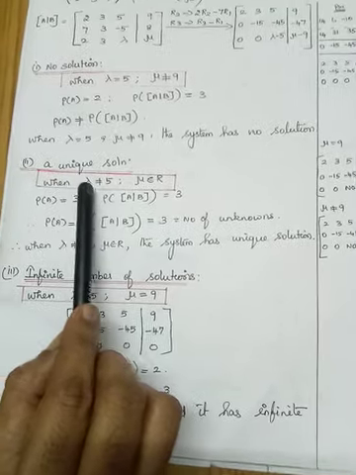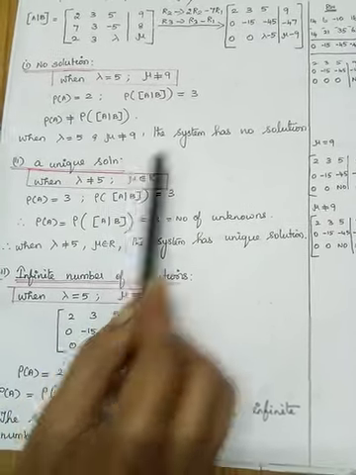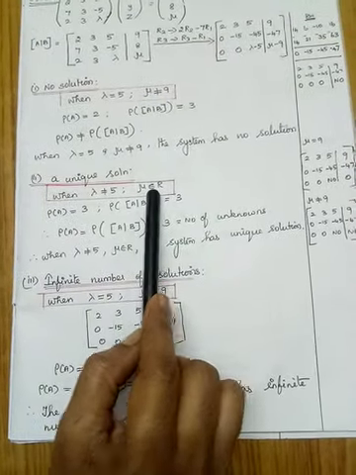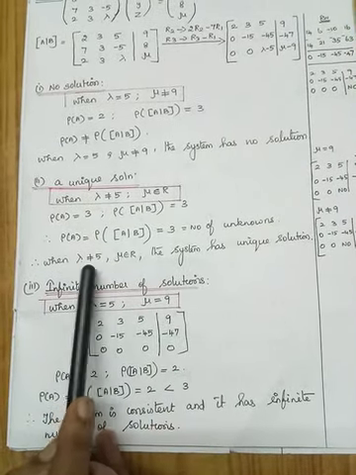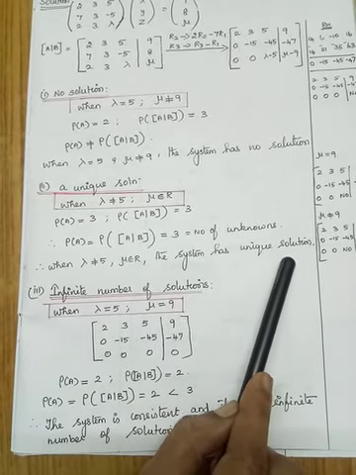So it is considered as a non-zero row. So lambda not equal to 5 and mu belongs to R. You need not worry about whether it is 9 or not equal to 9. Any number if you give, you will have the unique solution. So lambda not equal to 5 and mu belongs to R, the system has a unique solution.